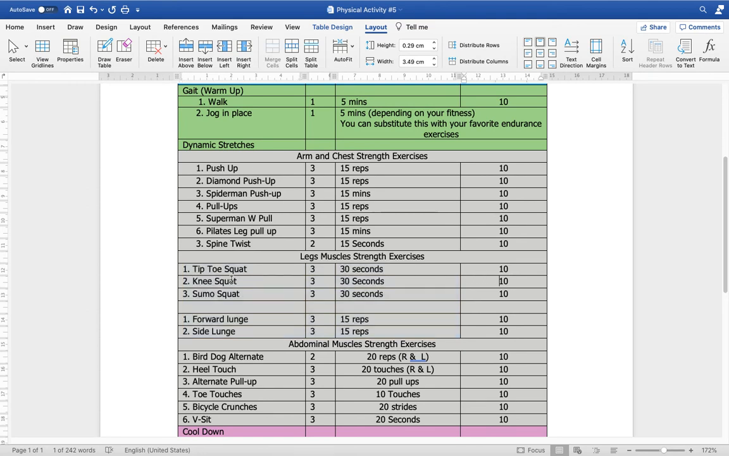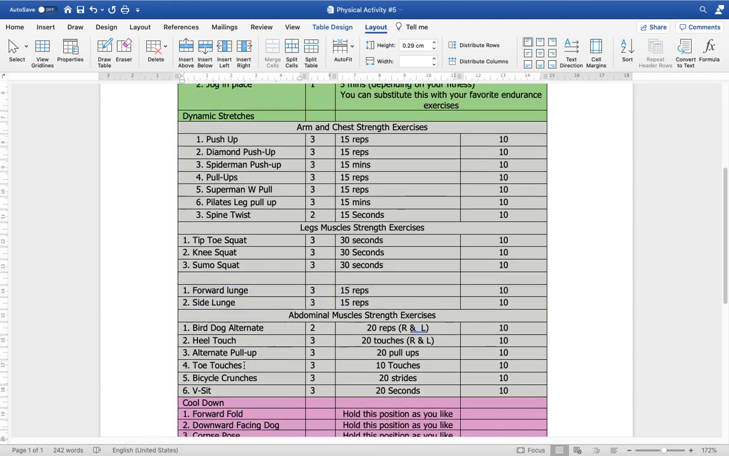Anyway, while these are dynamic stretches, these can also be your leg muscle strength exercises. The forward lunge also, because this is contracting large parts of the muscles in your legs, as well as this one. And this part here are abdominal muscles. These are abdominal muscle strength exercises.